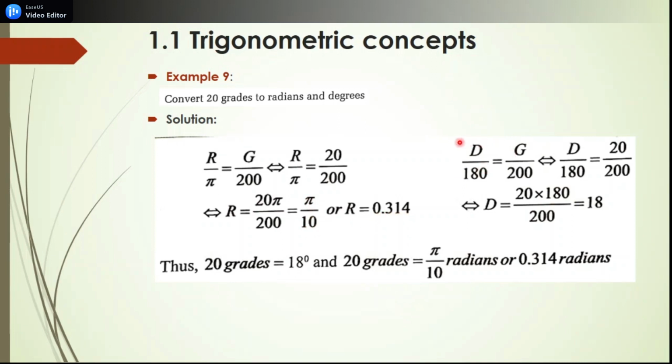To find the value of degree, we replace grade with its value, which is equal to 20. Then after making the operation, we get degree is equal to 18. Then as a conclusion for this point, 20 grade is corresponding to 18 degrees, and 20 grade is corresponding to pi over 10 radian after calculation.